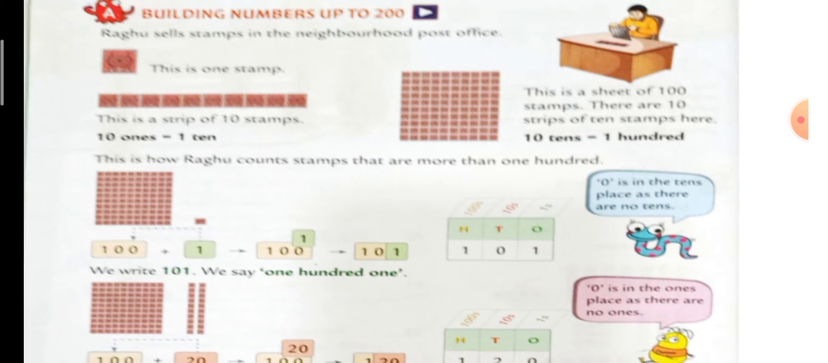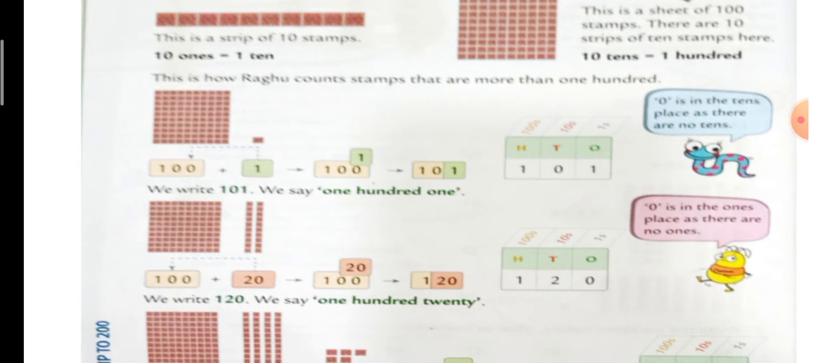Now here, this is how Raghu counts stamps that are more than 100. Okay, now this is a strip of 100, children. This is a strip of 100. Okay, so this means it is 100. Now he has only a single one over here, so that means he has ones, isn't it? So what he does is, he writes 100.